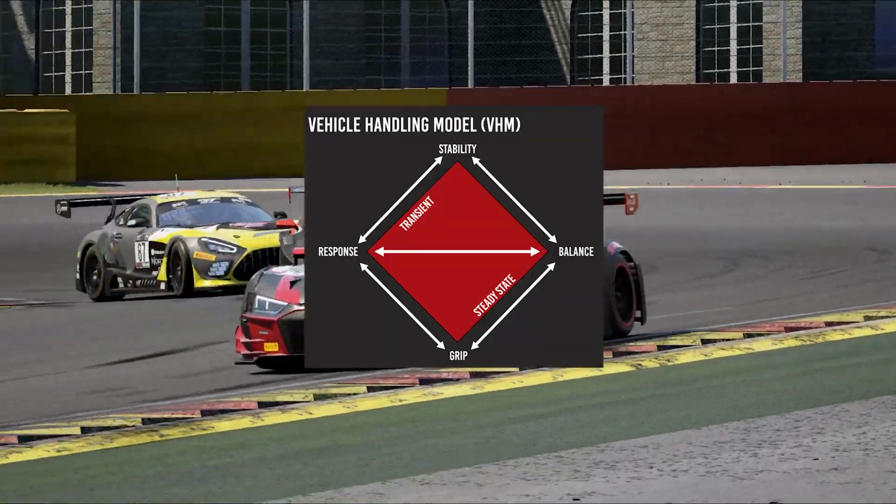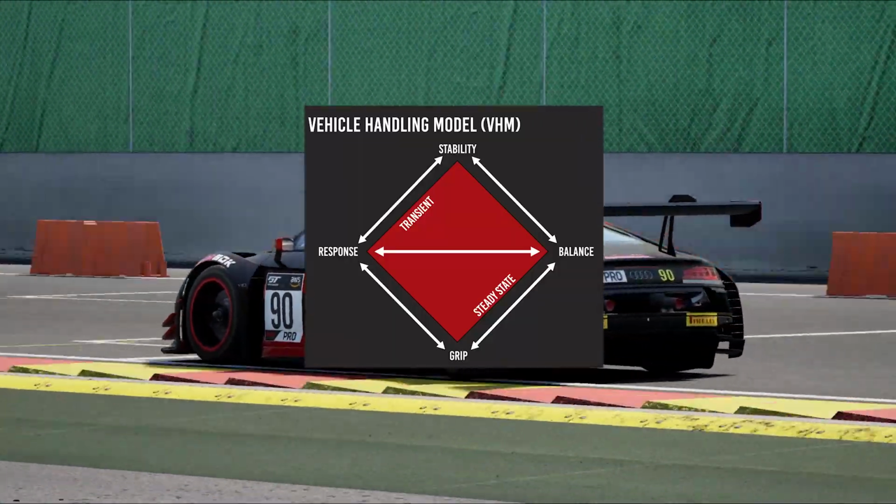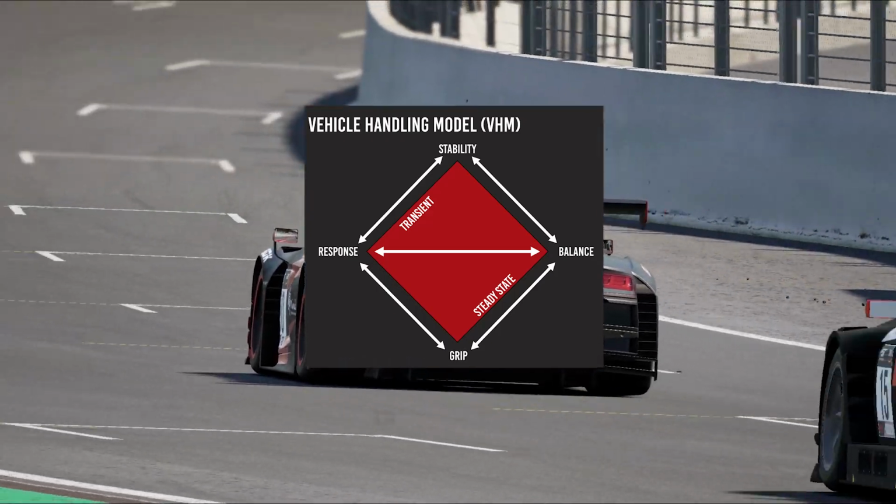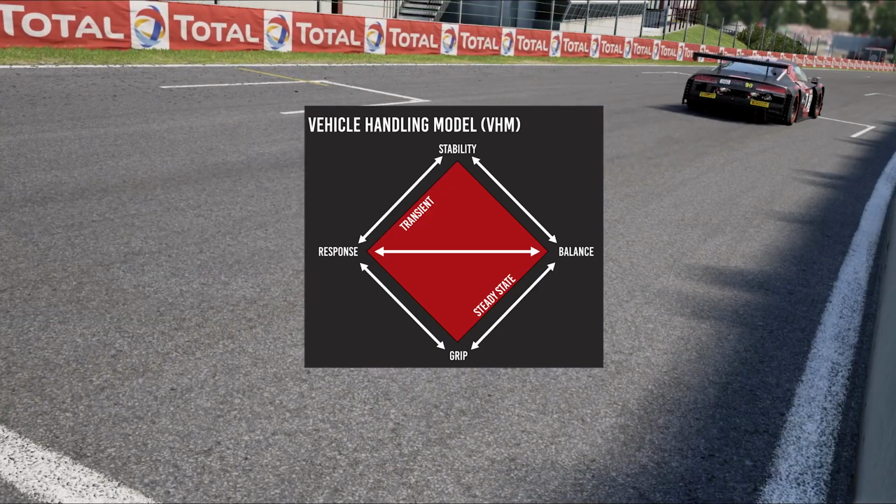One thing that we want to look at with the VHM diagram is how these things are related. So again, we talked about first order and second order.